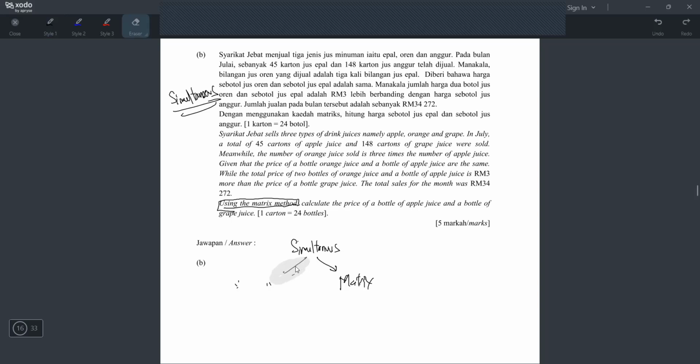So what is simultaneous? Simultaneous equation means persamaan serentak. So they already say use matrix method, which means this is simultaneous. So what you have to do is straight away look at the last line and look at what they want to find. Okay, and then let X and Y be the final answer. Okay, never mind, let's read the whole thing first. Then only I will tell you how.